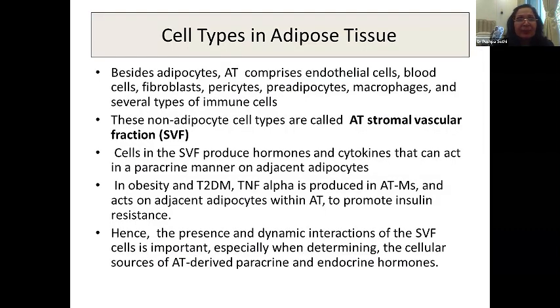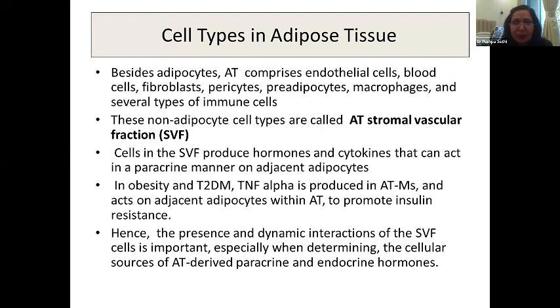The cell types in adipose tissue. Besides adipocytes, the adipose tissue comprises endothelial cells, blood cells, fibroblasts, pericytes, preadipocytes, macrophages, and several types of immune cells. These non-adipocyte cell types are called the adipose tissue stromal vascular fraction, or SVF. Cells in the SVF produce hormones and cytokines that can act in a paracrine manner on the adjacent adipocytes.